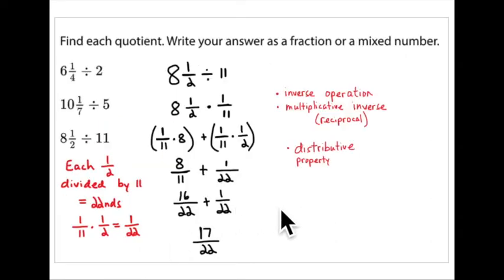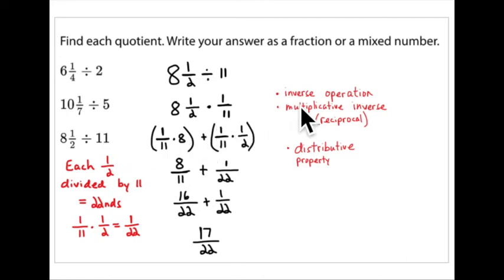All right, the last one, a little bit harder. This is 8 1/2 divided by 11. Why is it a little bit harder? Because 8 divided by 11 doesn't give you a whole number. The other two problems, 10 divided by 5 is 2, 6 divided by 2 is 3, but 8 divided by 11 doesn't give you a whole number, so it's a little bit harder.